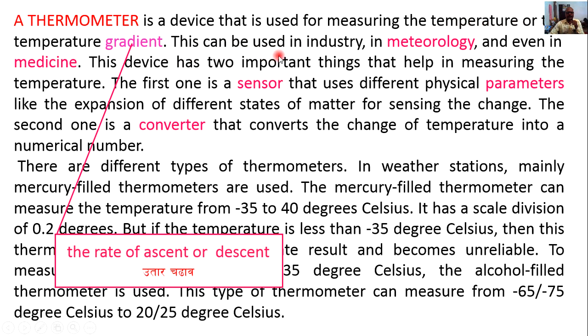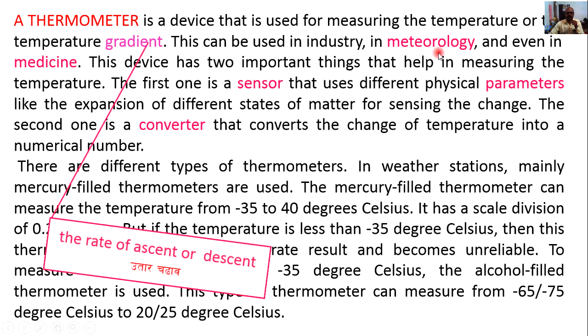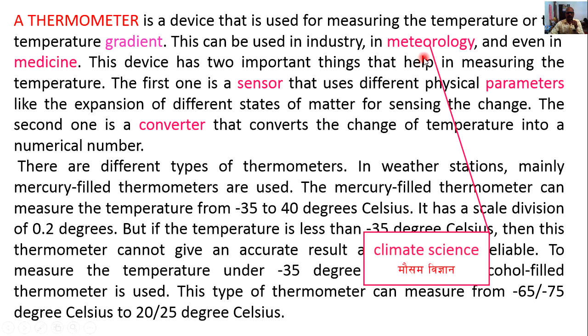This can be used in industry, in meteorology, and even in medicine. Meteorology means climate science. This device has two important things that help in measuring the temperature. The first one is a sensor that uses different physical parameters, like the expansion of different states of matter, for sensing the change. The second one is a converter that converts the change of temperature into a numerical number.